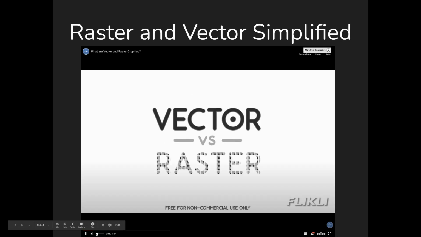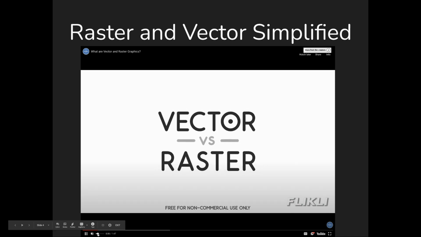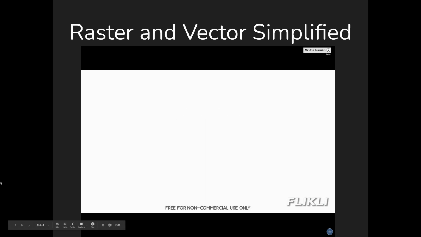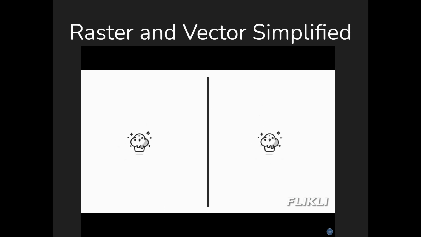Vector graphics and raster graphics are two basic types of digital images you see every day. Do you know the difference between the two? No? Okay, let's look closer. Look at these two cupcakes. The one on the left is a vector image, and the one on the right is a raster image. Let's see what happens when we zoom in.